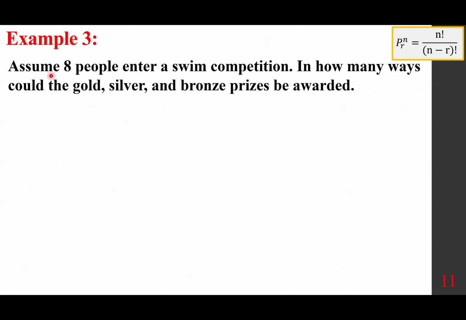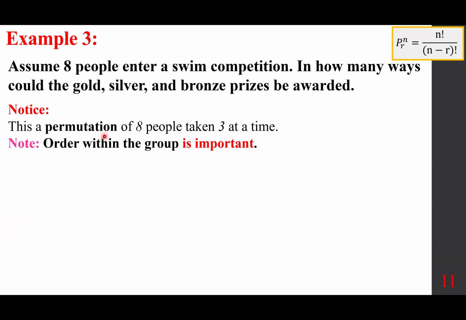Assume 8 people enter a swim competition. In how many ways could the gold, silver, and bronze prizes be awarded? Well, it's a permutation because order is important. This is a permutation of 8 people taken 3 at a time. Order within the group is important. So it's not just that you're chosen, but are you chosen as the first or the second or third? That's why order becomes important. So it's a permutation of 8 choose 3, which is 8 factorial over 5 factorial.